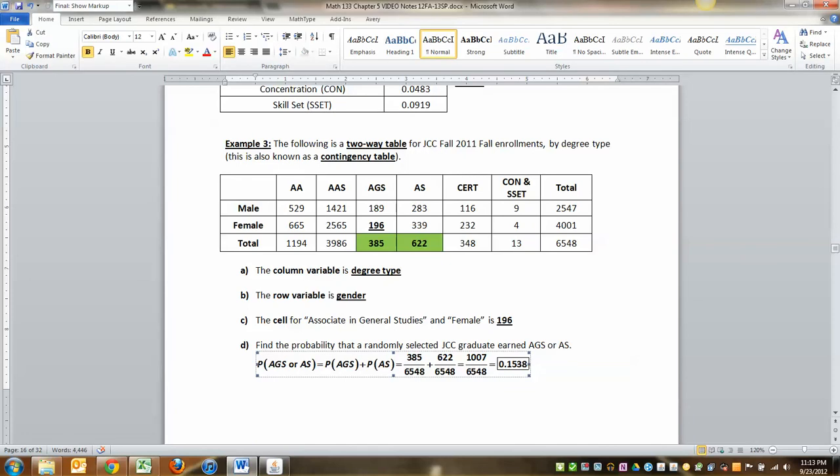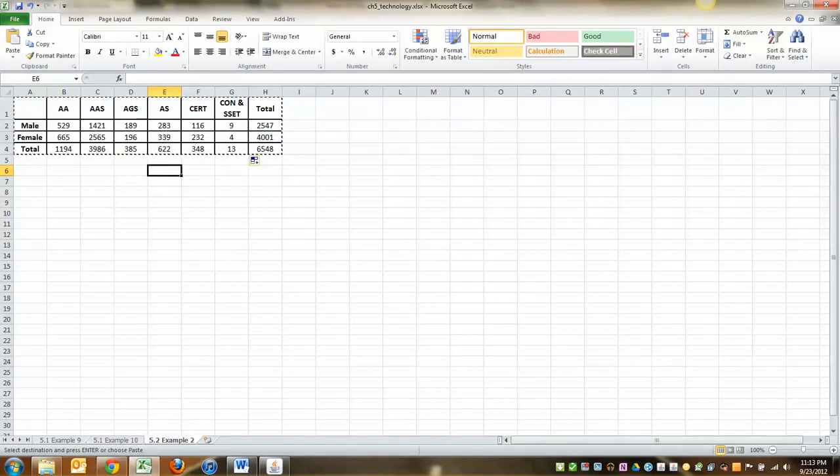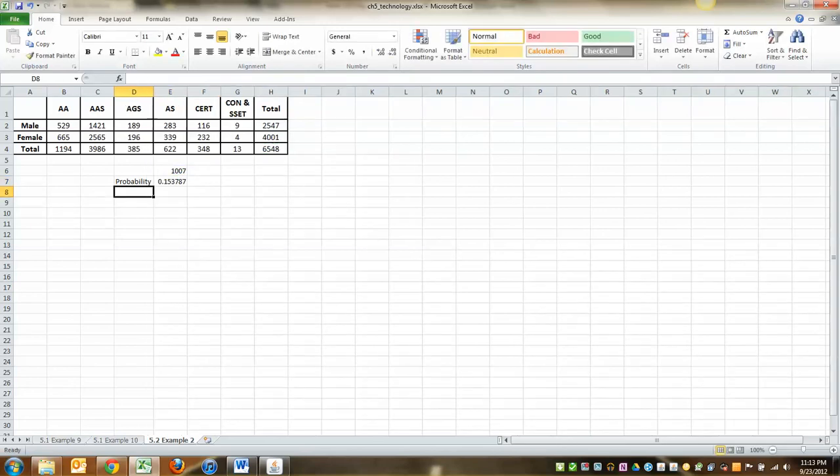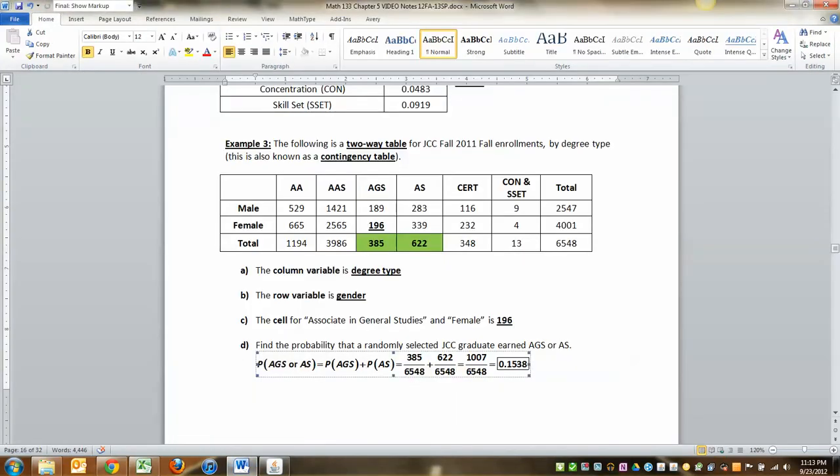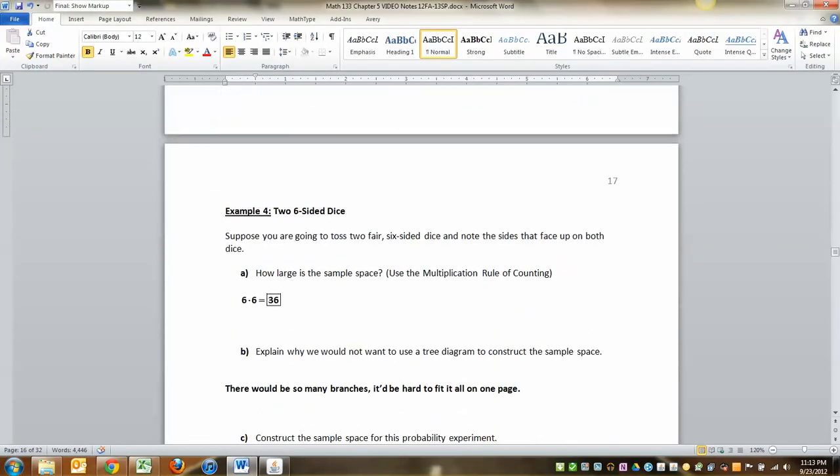Now, how do I get the decimal? Well, you can just do it anywhere you want. You can say, okay, equals the sum of these two, and then the probability would be equal to that 1007 divided by that number 6548. So there you go. I just happen to know it was 0.1538, because I worked it ahead of time, but that's how you could get Excel to work it for you. All right, we're done with that one.